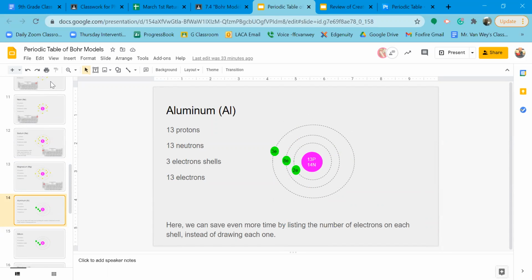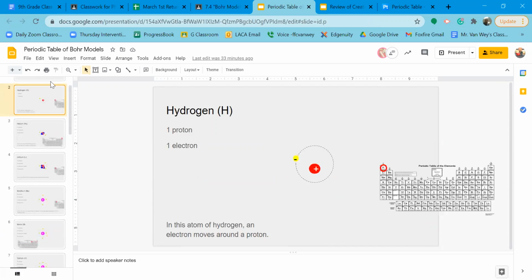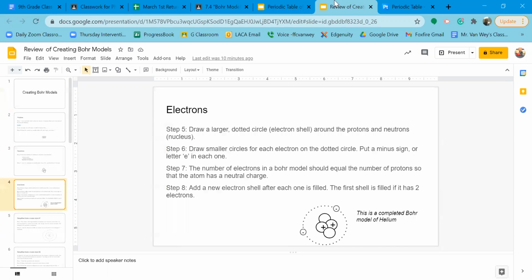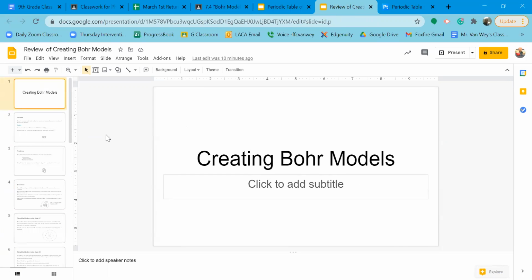So this is Bohr models, and this is how you create Bohr models, a step at a time. On the test, you will be asked to draw a couple of Bohr models, and I will decide how we will accomplish that online.